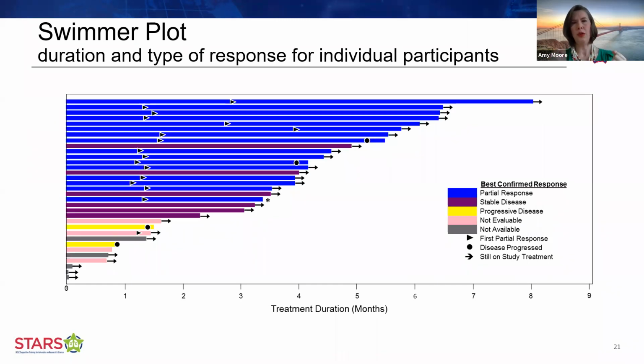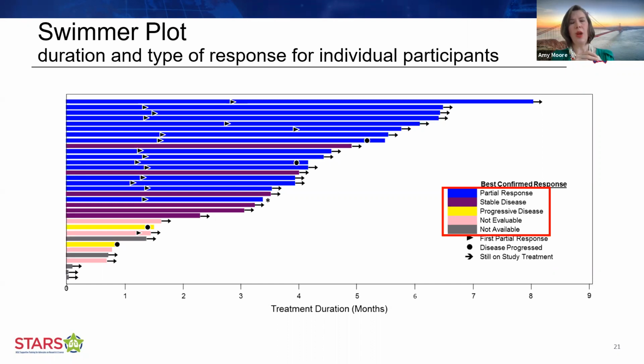Swimmer plots. So I hope you're staying with me. We were talking about Dory and Finding Nemo, and we're just going to keep swimming. So now this type of plot shows us the duration and type of response for individual participants. Here we don't see a label on the y-axis, so we don't have to necessarily worry about that. But the x-axis shows us treatment duration in months. Now, again, there's lots of colors, there's some symbols. What does it mean? How do I orient myself? Find your legend. That's going to help you. So next, Aubrey.